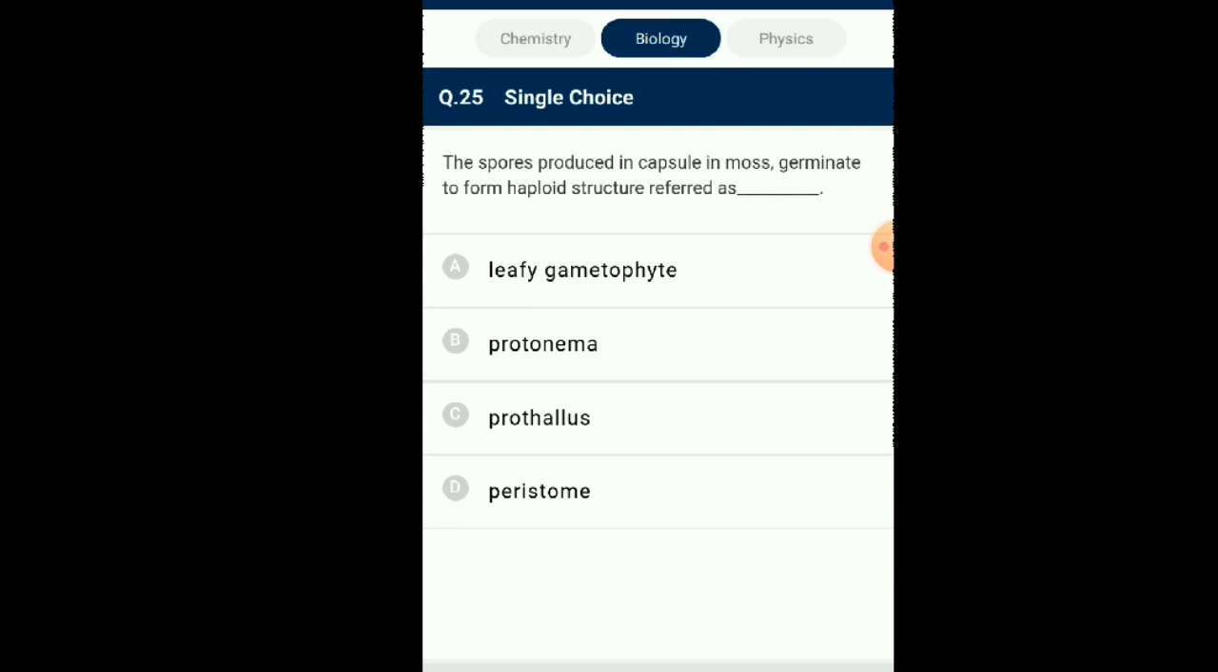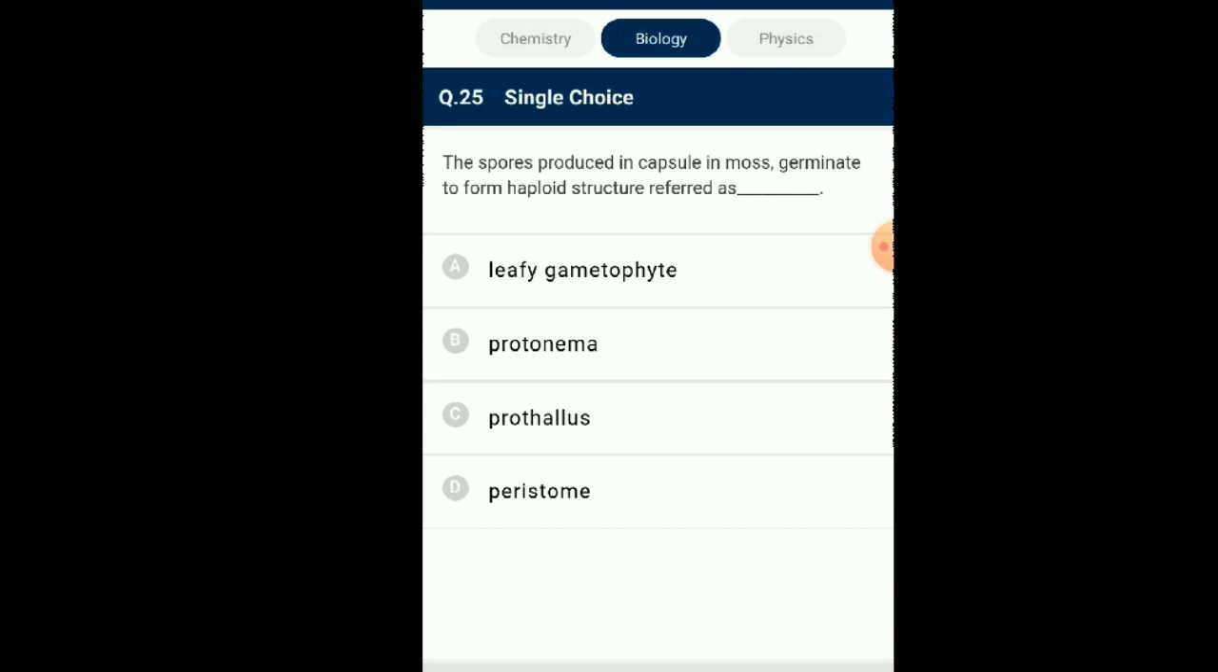Gametic fusion results in the formation of diploid sporophyte, which is partially parasitic on the gametophyte, and it is represented by a foot, seta, and a capsule. The capsule contains the spores, which are developed due to meiosis.